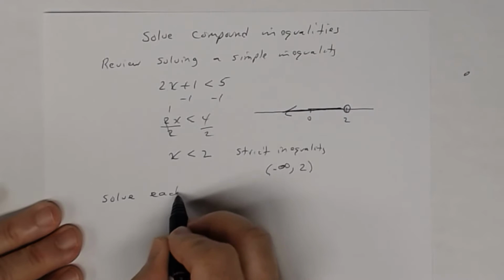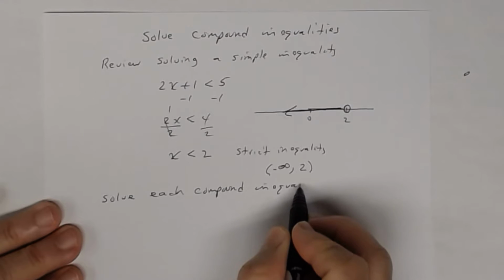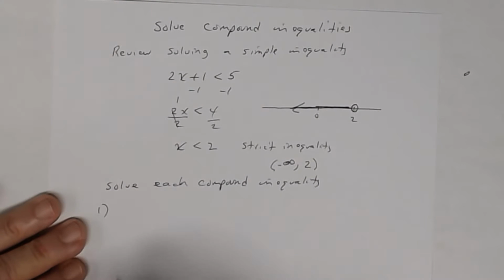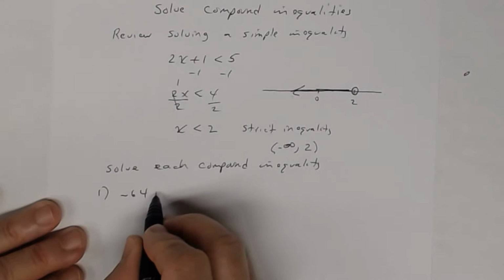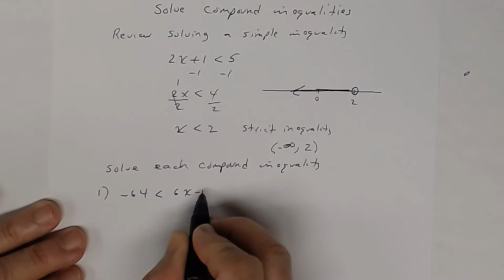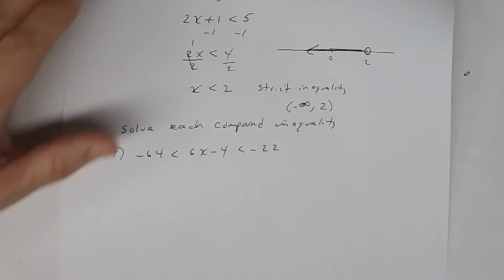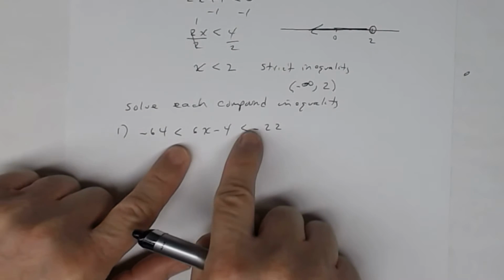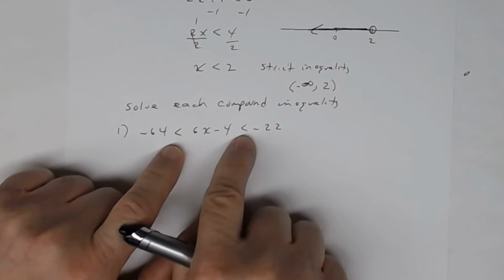So solve each compound inequality. All right, so what makes something a compound inequality versus a simple inequality? Well, here's an example. So let's try number 1. Number 1, we have negative 64 is less than 6x minus 4 is less than negative 22. All right, so that is a compound inequality. What makes it a compound inequality is the fact you have 2 inequality symbols. There are 2 of them.